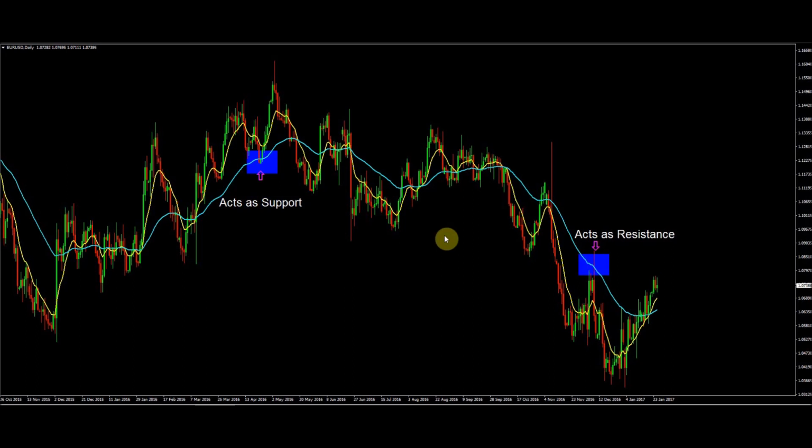With a smaller length like 5, 10 or 20, you will get more potential signals, and vice versa. Now, the most common moving averages are 10, 20, 50, and 200.